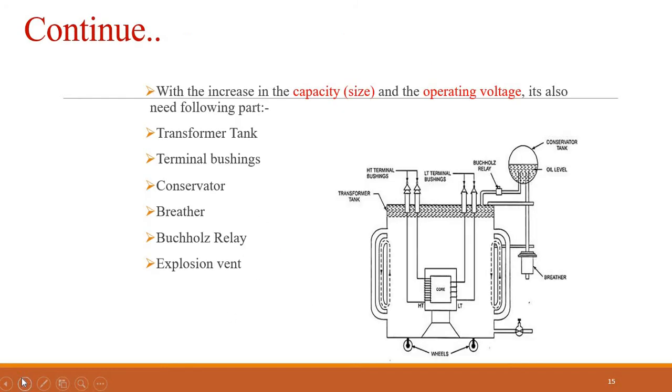With the increase in the capacity or size of the transformer, it also needs different parts: the transformer tank, terminal bushing, conservator, breather, Buchholz relay, and explosion vent. All these are here. This is the transformer tank, HV terminal bushing, LV terminal bushing, Buchholz relay, conservator tank, then breather. Then this is the main transformer, what we learned before, that is the core and the winding, HV winding and LV winding. The winding with more turns is called the HV winding. The winding with fewer turns is called the LV winding.